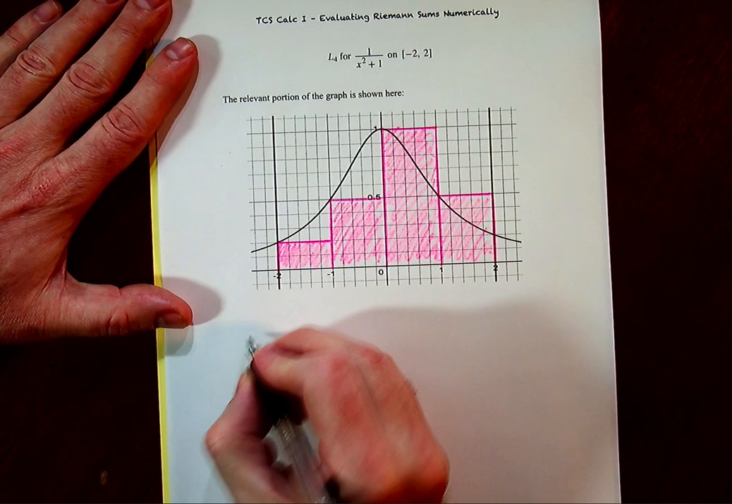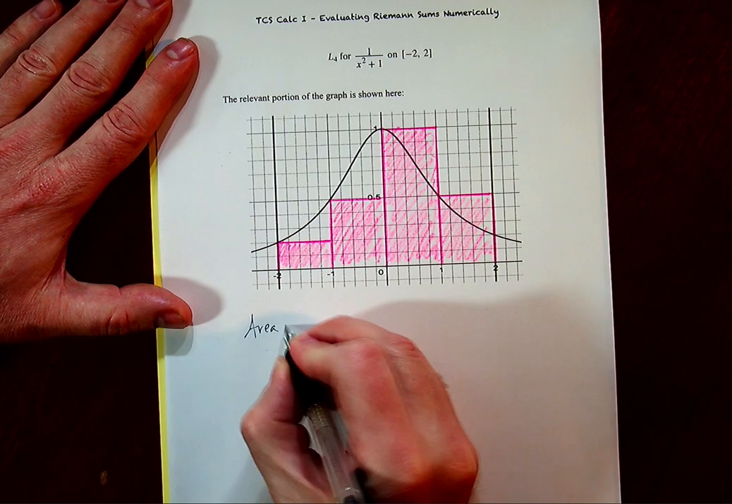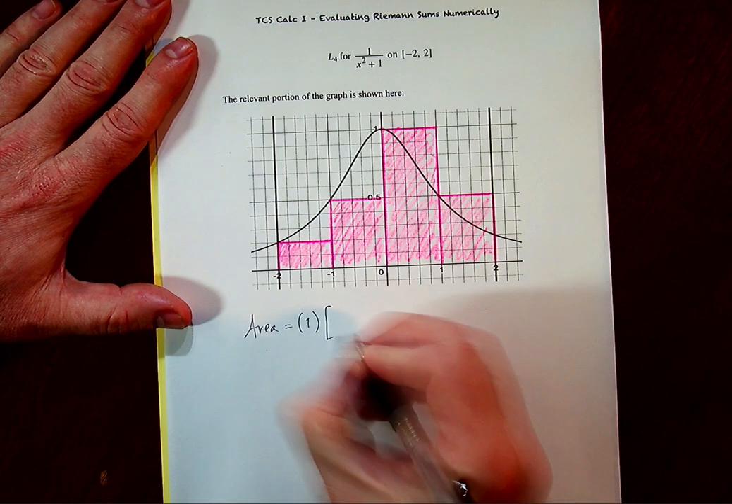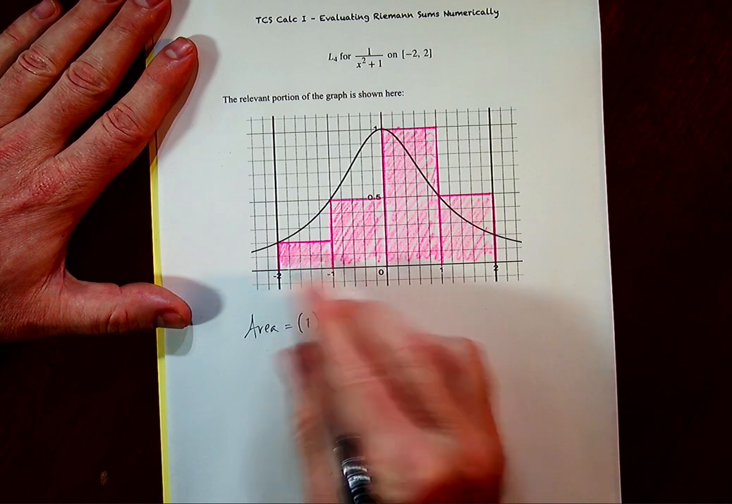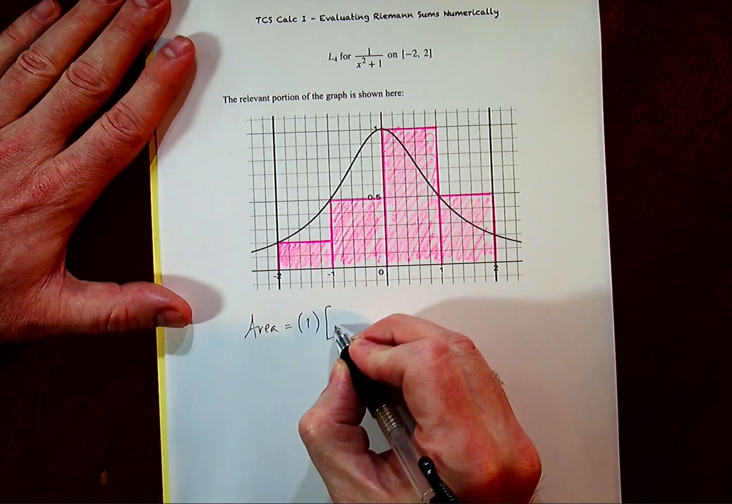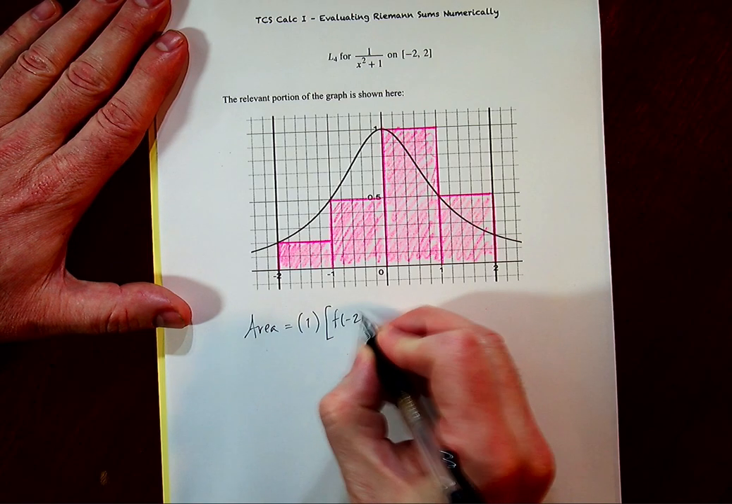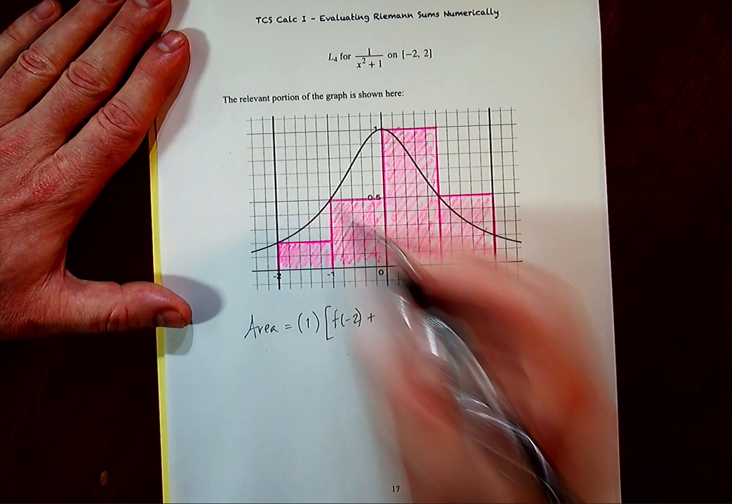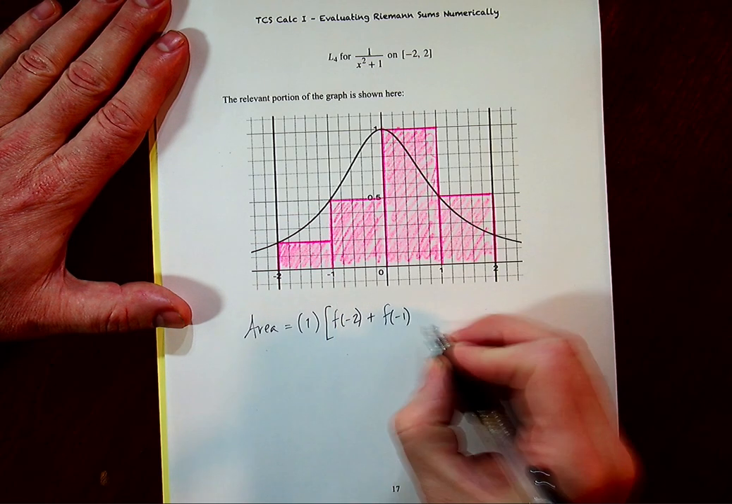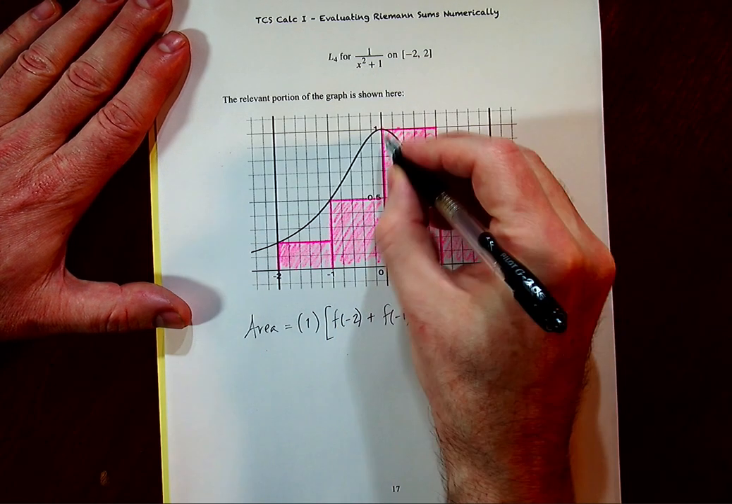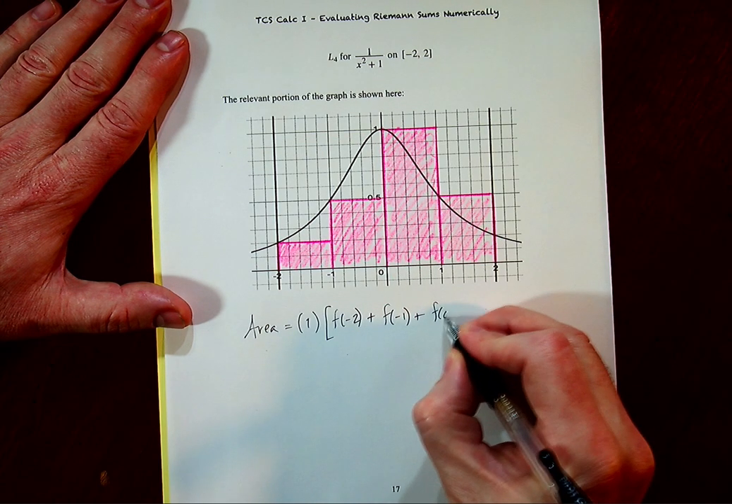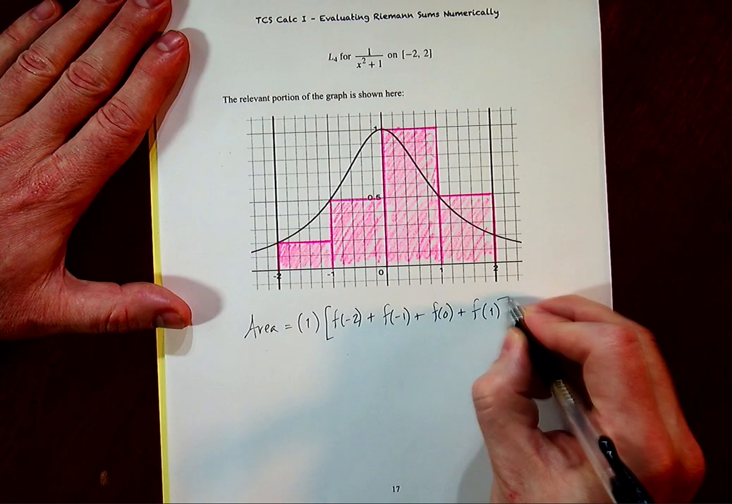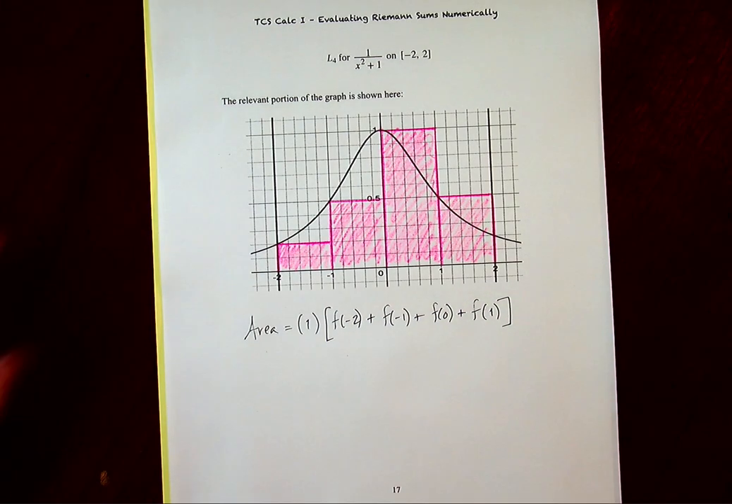So we know that each one of these areas has a common width of 1, and this first one is going to be determined, its height is determined by f of -2. And this second one is going to be determined by the left-hand function value, f of -1. And this third subinterval is going to be determined by the left-hand function value, f of 0, and last but not least, f of 1 determines the height of that 4th subinterval.